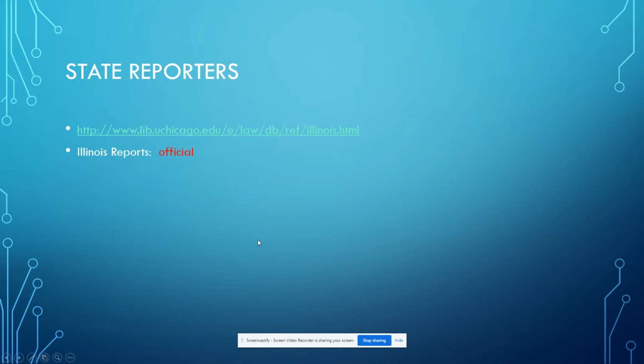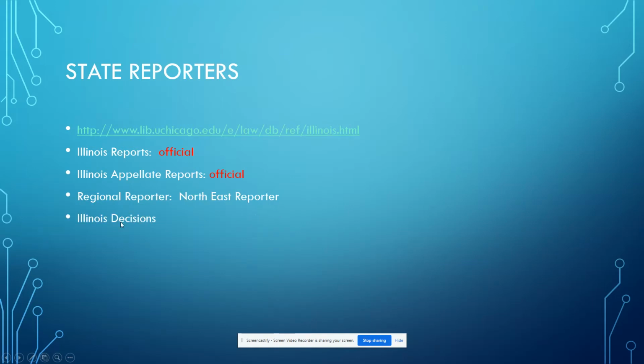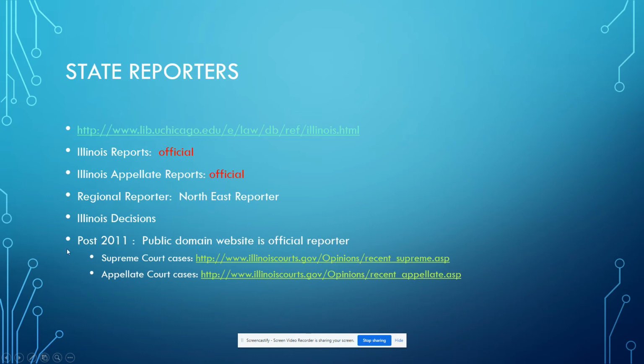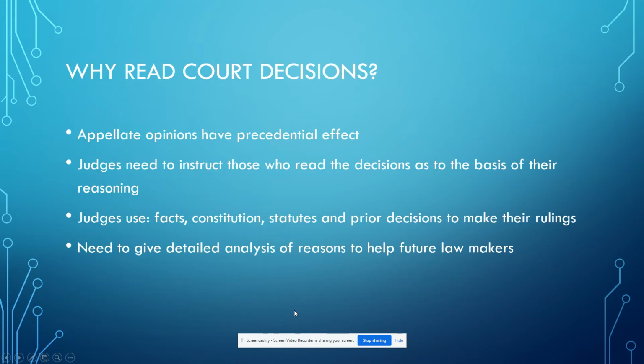Illinois Reports, that will probably have other ones, but Illinois Reports is official. Those are official for as long as they exist into June of 2011. Our regional reporter, unofficial, Illinois Decisions, unofficial. And then post June 2011, we have this public domain citation, which is our official reporter. Remember, you always need to cite to the official reporter for proper Blue Book.